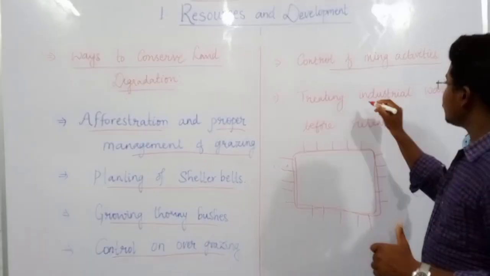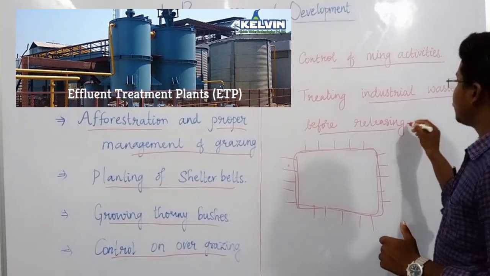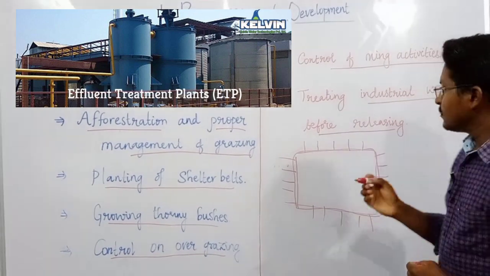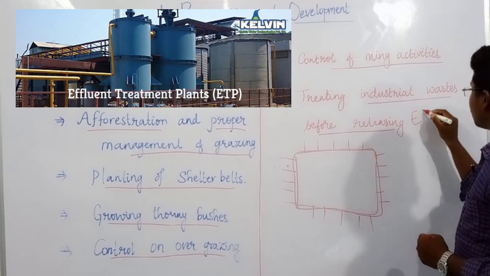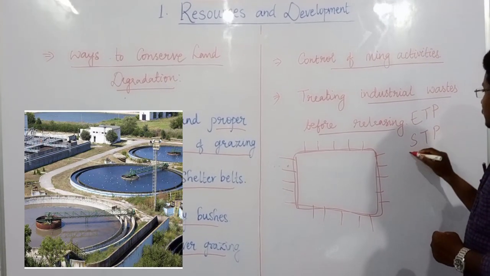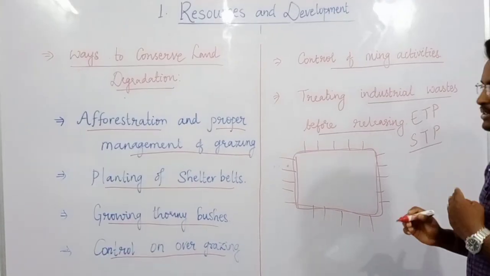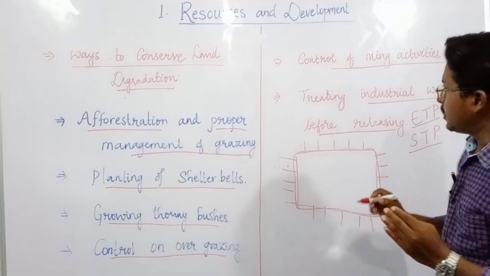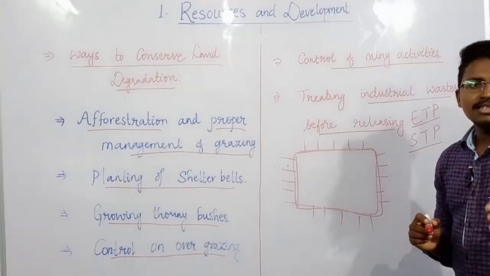Then treating the industrial waste before releasing it into the water bodies or into the land. That means we may have to use ETPs, or sometimes STPs. What do ETP and STP mean? ETP means effluent treatment plant, and STP means sewage treatment plant.